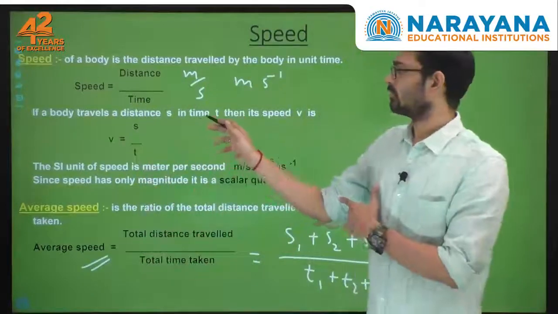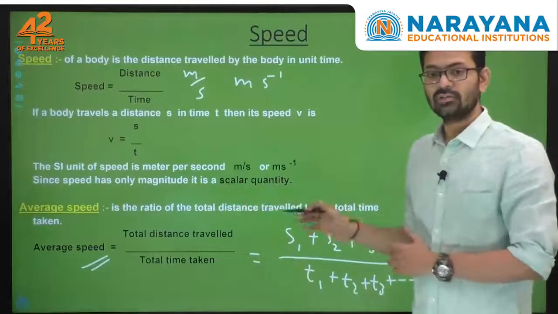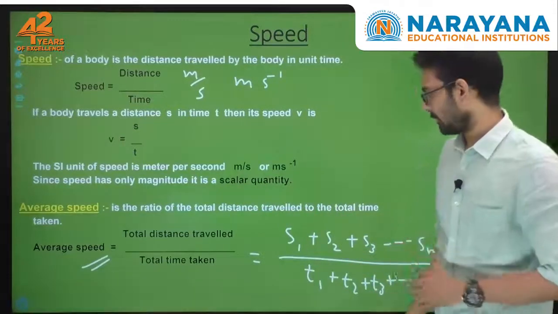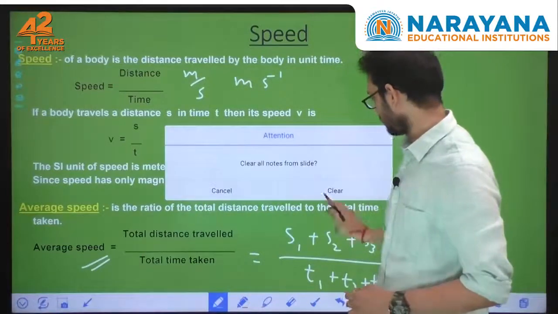Now these are the 2 things which we have learned in this. One is speed, distance by time. Another one is average speed, which is total distance by total time. Hope this is helpful. Let us get into one more thing.